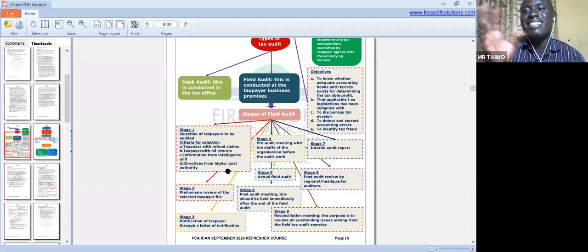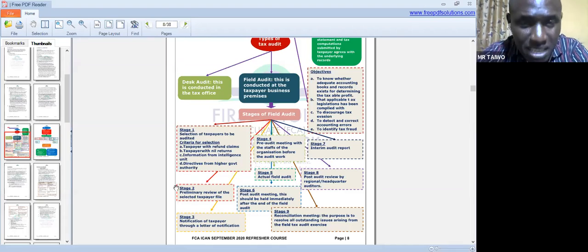You can listen, they listed about 10 there. Go and pick like 5 and know the reason why they select a taxpayer. That's the first step. The second step now is what? Preliminary review of the what? Of the selected taxpayer's file.